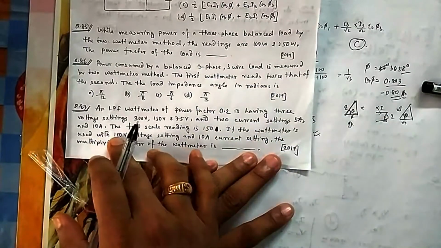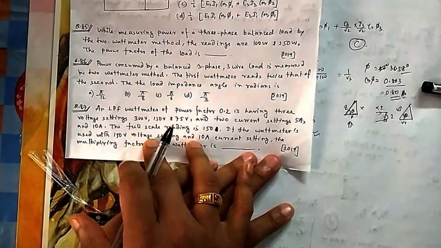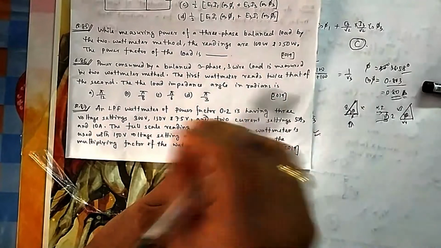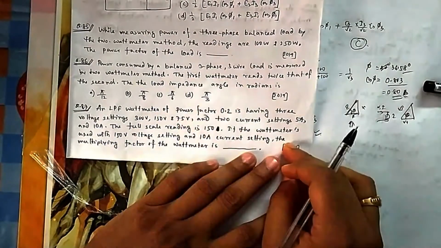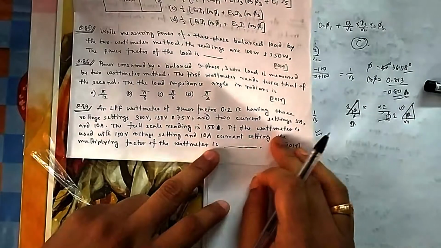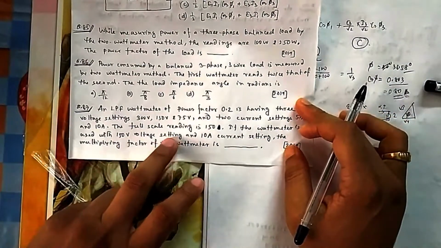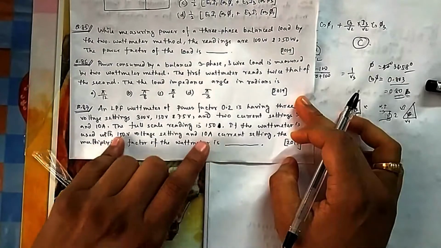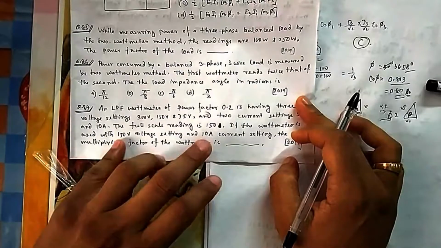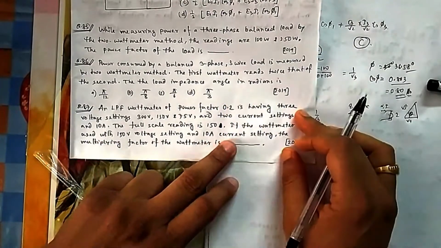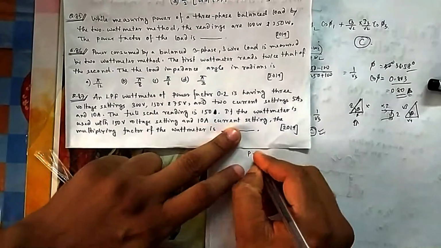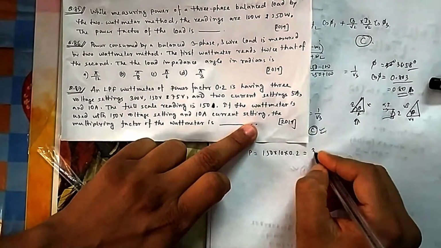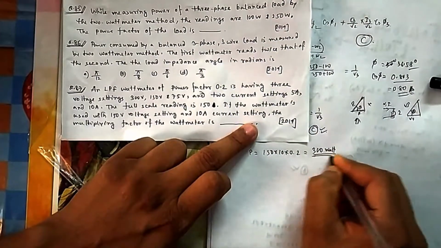So that is the full scale reading it can measure. If the wattmeter is used with 150 volt voltage setting and 10 ampere current setting, then what is the multiplying factor, the MF? You might have done this in your laboratories. So with the voltage setting and current setting, you have to see the maximum. It can measure 150 volt, 10 ampere current, and its power factor is 0.2. So what is the maximum power that it can measure? 150 into 10 into 0.2, that is VI cos phi, which will be 300 watt. This is the maximum power it can measure.